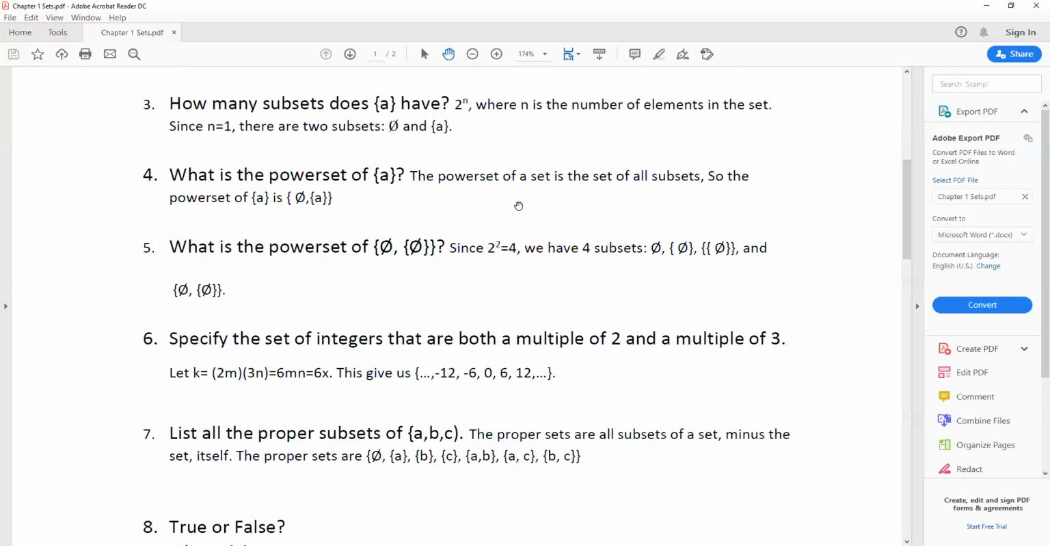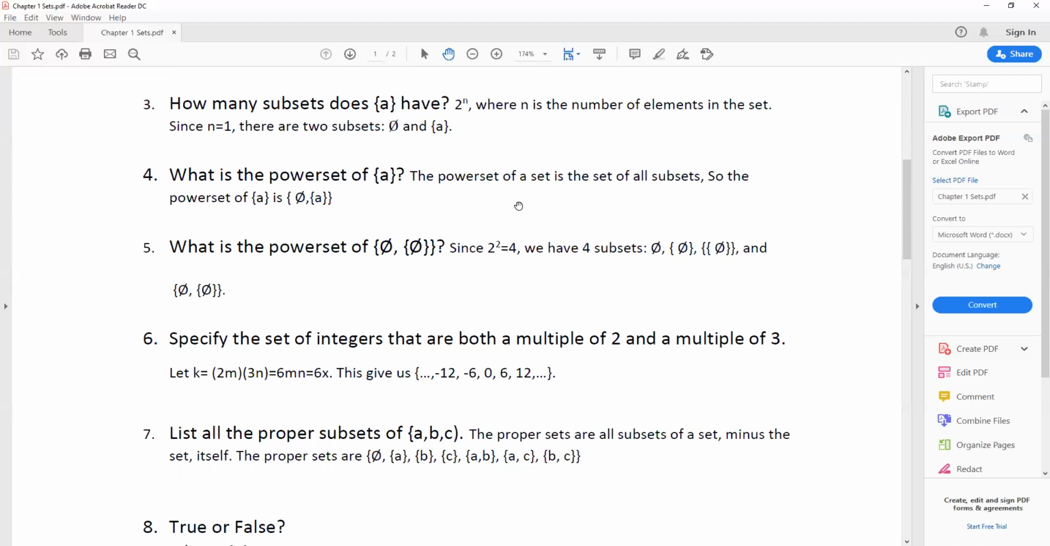And if you multiply those, you get 6mn. And if you let mn just represent another integer, we could say that mn is equal to x. So let k equal 6x. That would give us the set that contains every integer that is a multiple of both 2 and a multiple of 3. And that set would contain such items as -12, -6, 0, 6, 12, 18, 24, and so on.